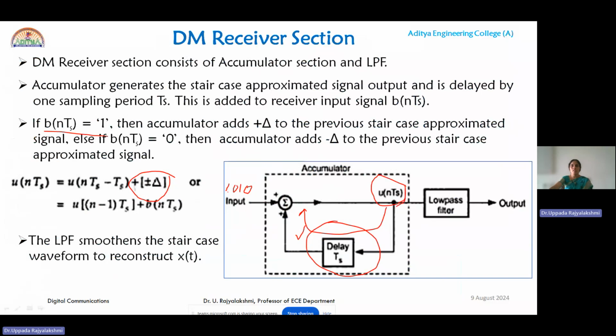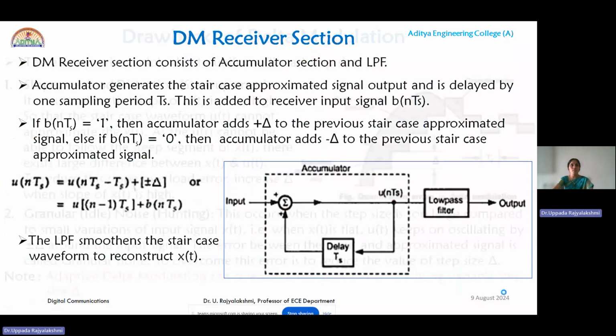So finally, we will get the staircase response, which will be smoothened by the low pass filter. Here you can see the low pass filter. So the DM receiver consists of an accumulator and a low pass filter. And for the DM receiver, you have to remember this: u(nTs) is u((n-1)Ts) plus or minus delta, plus delta when the upcoming data bit is 1, minus delta when the upcoming data bit is 0. With this, we can conclude the DM transmitter and receiver sections.